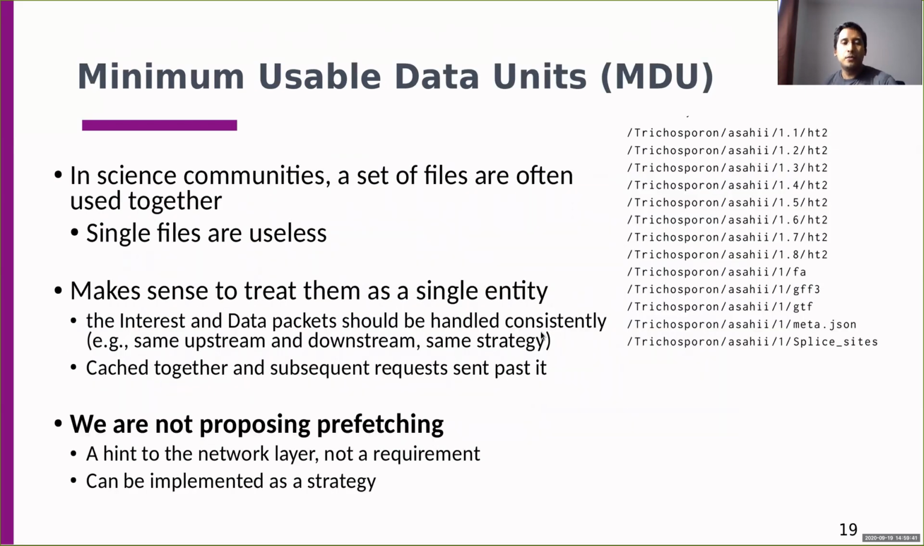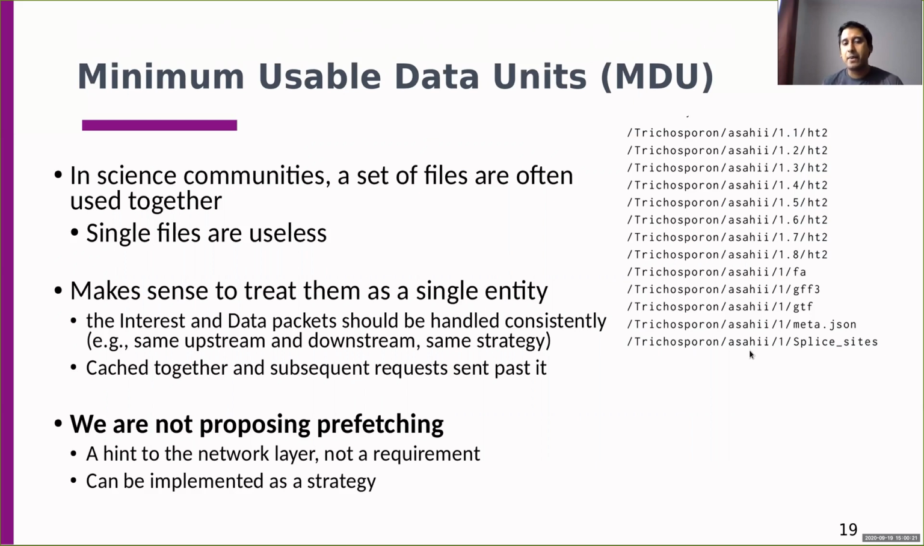So we finish this off by introducing the concept of minimal usable data units, or MDUs. In scientific communities, a set of files are often used together. Single files are pretty useless. On the right, you will see a bunch of genomics files, and they are always going to be used together. You cannot take, for example, the file at the bottom and then hope to run some sort of computation. So in the context of scientific networks, it makes sense to treat all these files as a single entity.